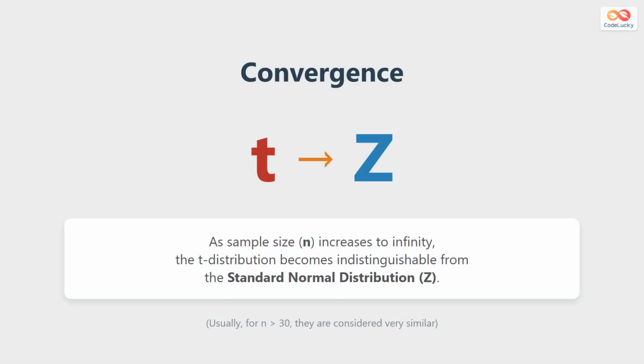This brings us to the principle of convergence. As your sample size n gets larger and larger, approaching infinity, the t-distribution converges to the standard normal distribution. In practice, once your sample size is greater than 30, the difference between the two is often negligible.